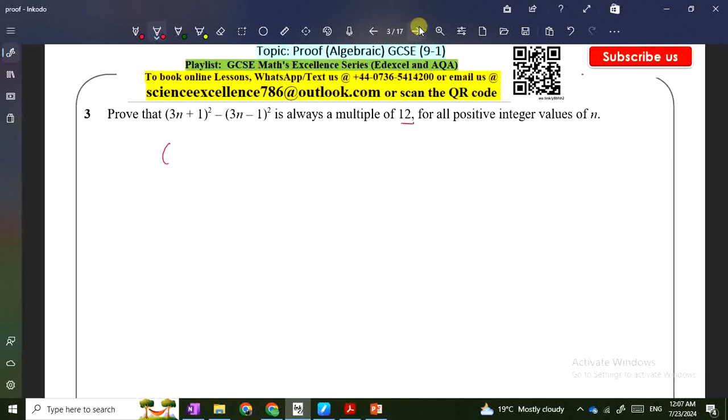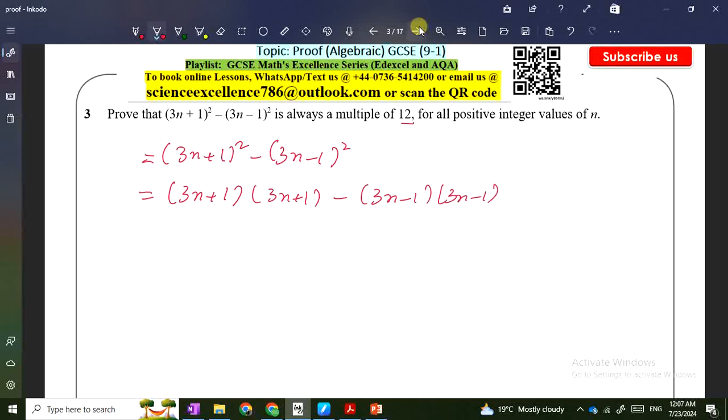So the expression is 3n plus 1 whole square minus 3n minus 1 whole square. So if you have whole square, you can write this expression 2 times, and this expression has the power 2 as well, so we can write this one 2 times as well. So 3n times 3n will be 9n square. 3n times 1 will be 3n. So 1 times 3n will be 3n, and 1 times 1 will be 1. So we can do the term by term multiplication.